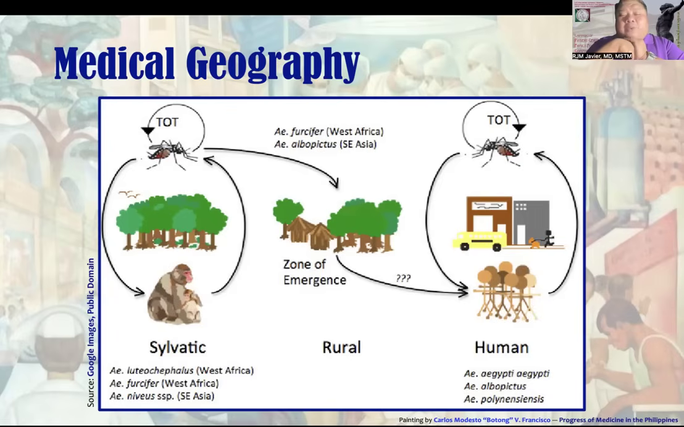And so what happened was, when people inhabited the forests, there was now exchange or exposure from the sylvatic to the rural dengue involving humans. And when the humans went back to the urban areas, it now led to what we now refer to as your urban dengue or urban community dengue.